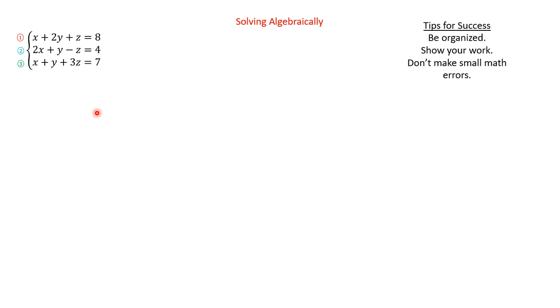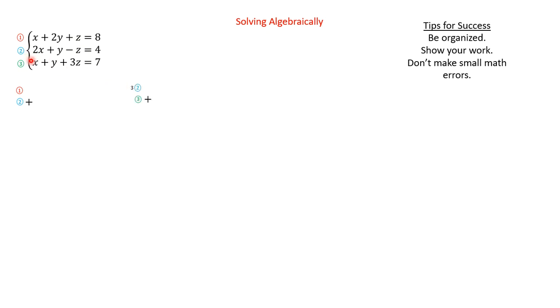Sometimes one variable is going to be easier than the others. In this case, all of these are going to be pretty easy. I'm going to choose to get rid of z, simply because this one is already negative, so I don't have to change the sign. So I'm going to use equation 2 twice. I'm going to add equation 2 and equation 1, and equation 2 and equation 3. So with equation 2 and equation 1, when I add them, these z's are already ready to go. So I can just have equation 1 plus equation 2.